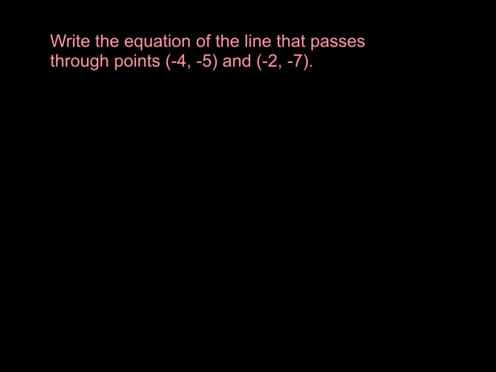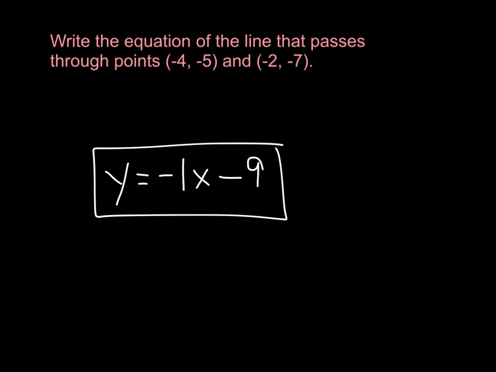Okay, now try this one on your own, and instead of walking through every single step, I'm just going to show the answer in a couple seconds, and make sure you pause it, try it, and then check to see how you did. Okay, your answer should be y equals negative 1x minus 9. Okay, if you didn't get that, we should check in and see where you're making your mistake.